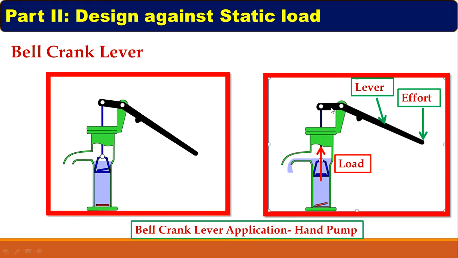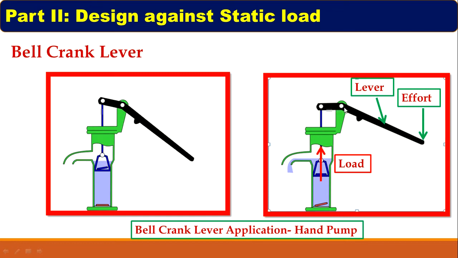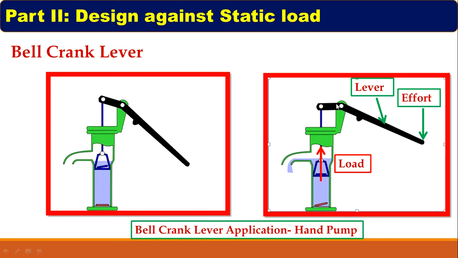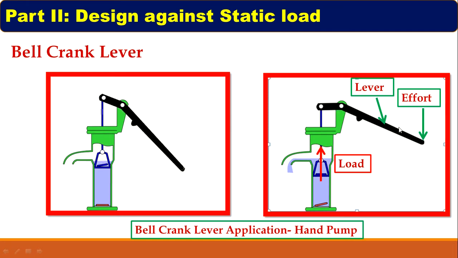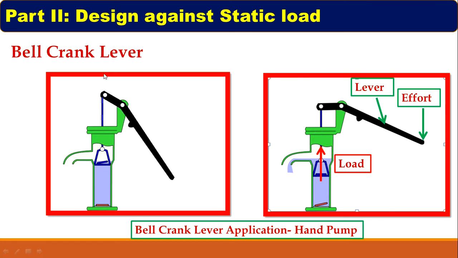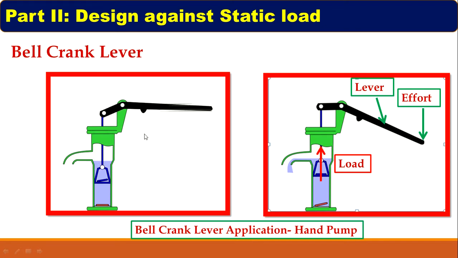The lever has two arms. One arm is from this point to this point; this is called the load arm, and from this point to the point of effort is called the effort arm. So the length of the effort arm is greater than the length of the load arm. We are going to study why this length of lever is short and why this length is longer. The answer to this question we have to get from this article. Right now you should remember what a bell crank lever is: it is just a lever used to transfer or multiply the force.